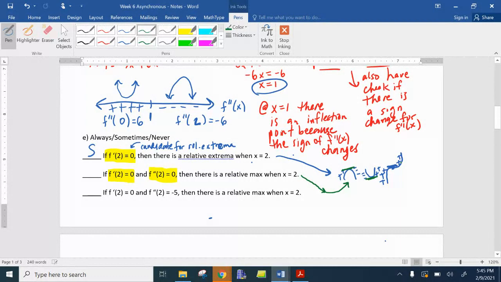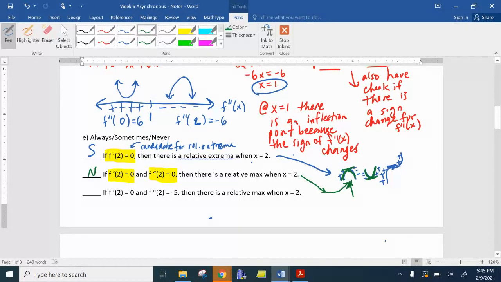But I don't know enough about, like, for this one right here, the one on the far left, this is concave down and then still is concave down. The second one, concave up and still concave up. It doesn't change. And that's where relative maximums occur. So this one's a never. This one doesn't work.